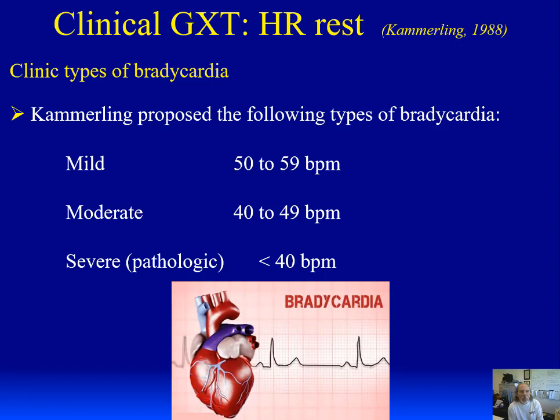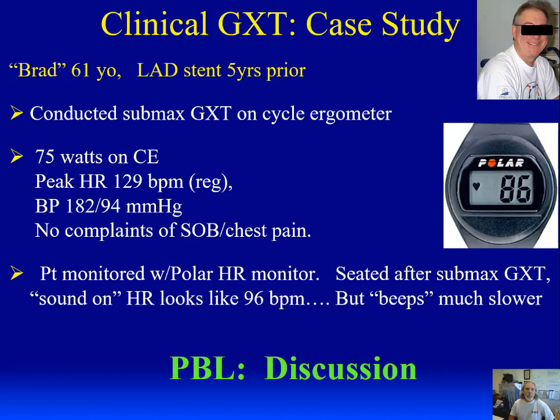But Kamerling proposed the following type. So there's mild, which is 50 to 59, moderate 40 to 49, and severe. Now, sure, can you see elite triathletes, cross-country skiers, etc., that have 40 beats per minute, they're in normal sinus rhythm, etc.? Absolutely. But if you get patients, you still record it. What I do is I just put bradycardic. I don't list it according to this. I just list it, but it is there for you if you choose to do so.